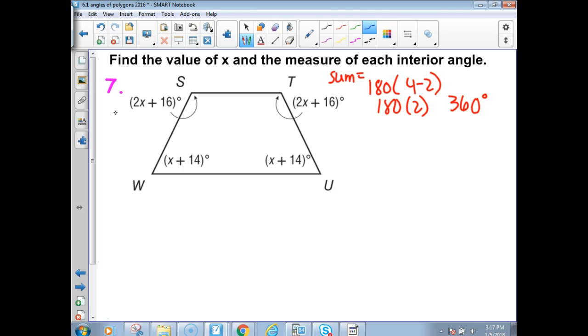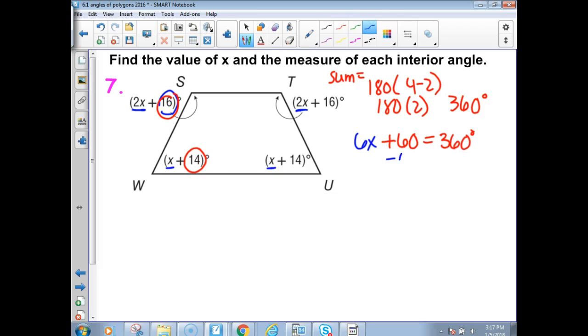Now, we need to take all this algebra stuff and put it all together and set it equal to 360. So let's put our x's together. I don't feel like writing that whole big string of stuff, so I might as well just add up my x's. 2, 4, 5, 6. Add up my numbers. 16 and 14 makes 30, and I got 30 plus 30, so I got 60. 6x plus 60 equals 360 degrees.